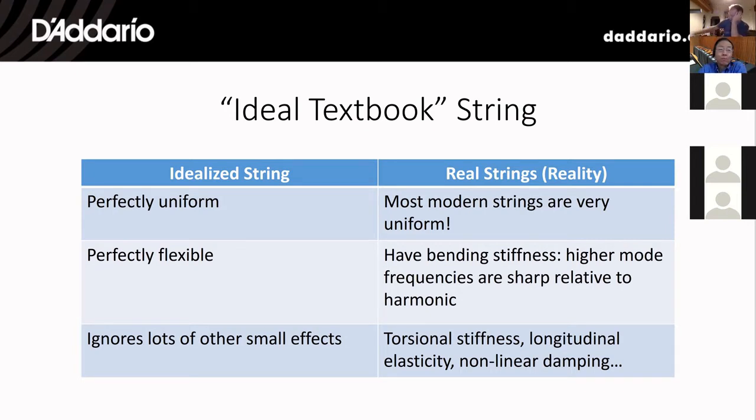Ideal strings are also perfectly flexible. And we'll talk a little bit about this next, which is that real strings are not perfectly flexible. They have bending stiffness. If you try to bend a real string, it resists bending. One of the main effects of that is that the higher vibration modes of the string with bending stiffness are sharp relative to harmonic. There are lots of other little things about strings that are very important. We'll mention them in passing throughout this talk.